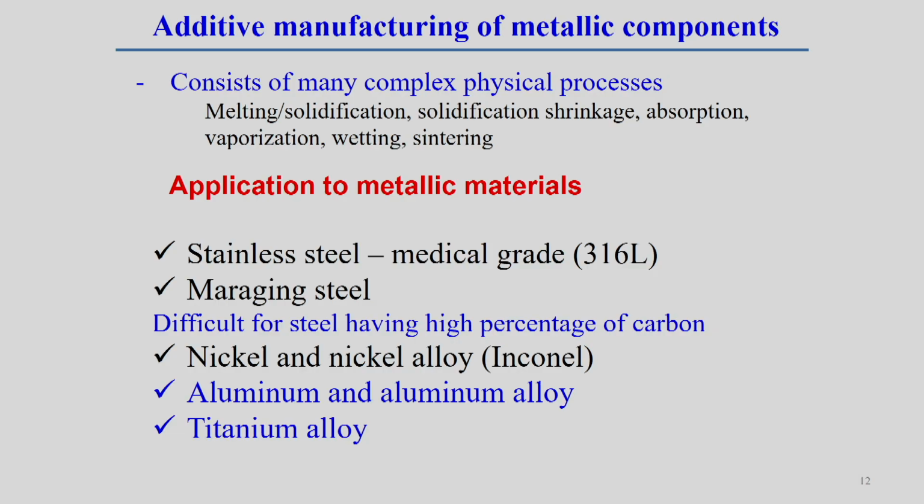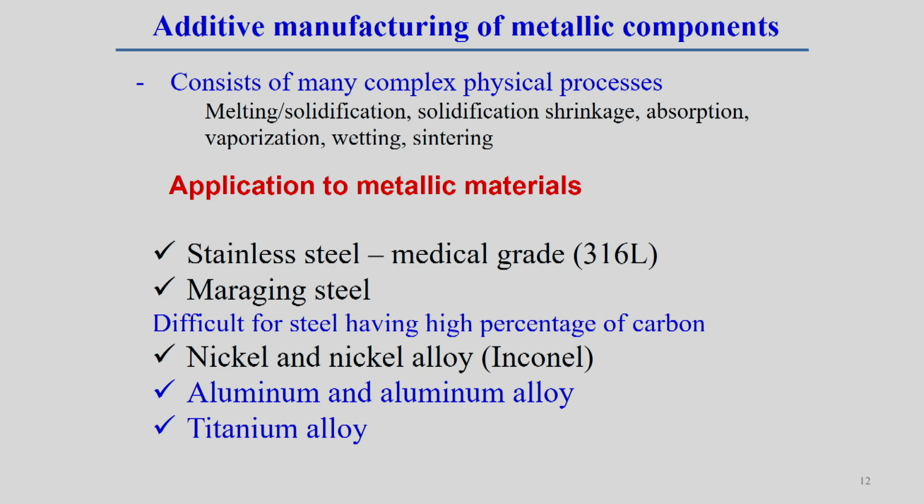Of course, metallic components involve many complex physical processes. If we look at the different processes actually involved in the additive manufacturing of metallic components, it is associated with melting, solidification, and of course, if there is solidification shrinkage, we need to account for that, absorption, then vaporization, wetting, sintering. All these processes have to be taken care of. We have to look into that and analyze it during the development of this additive manufacturing technology.